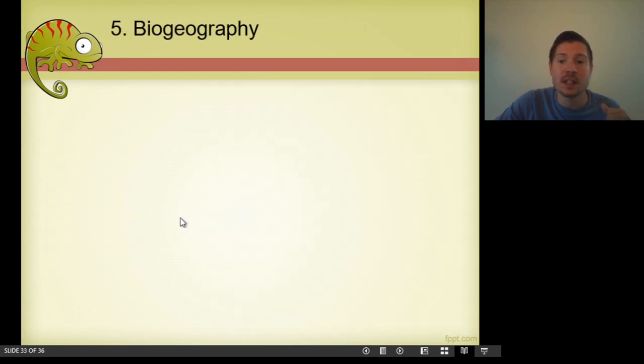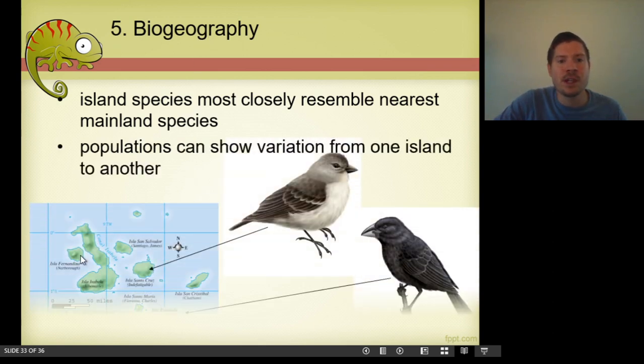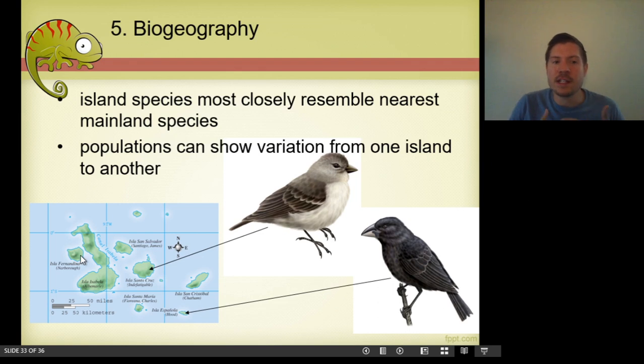Last one I'm going to talk about is biogeography. This is basically where species live, so geography and bio, life, and where things live. So, for example, what we find is island species most closely resemble the nearest mainland species. So, like species in Madagascar are most similar to species in Africa. Species in the Galapagos, where Darwin went, are most similar to species in South America. Even though it's far away, it's the closest mainland.